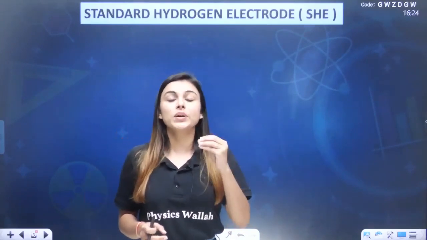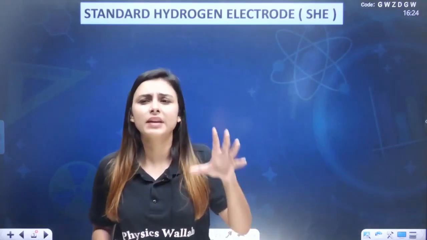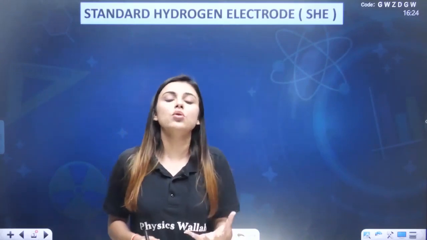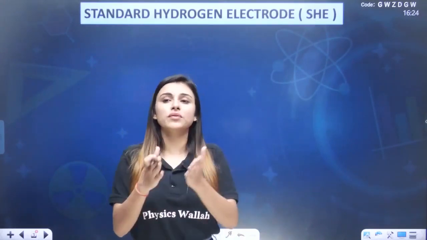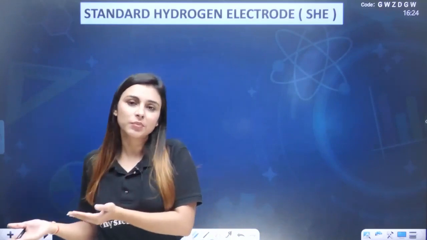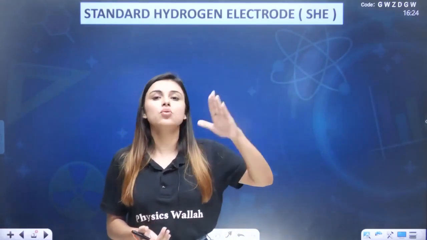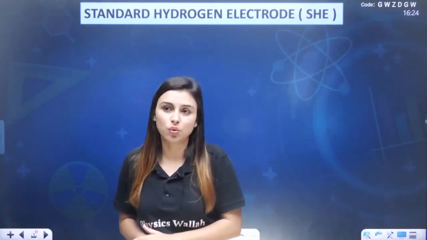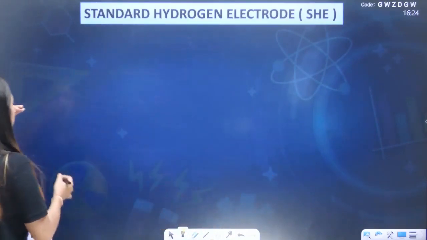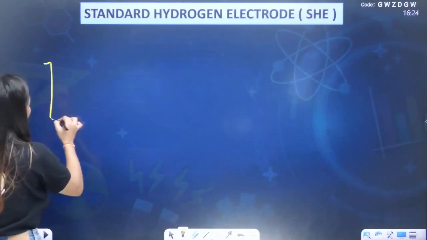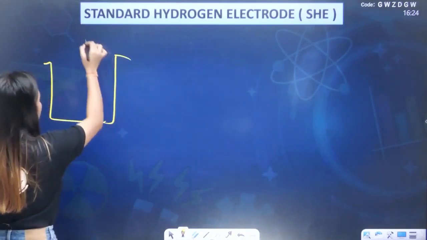So for this, we needed to give some specific relative values so that we could find out which of the following elements can be used as a cathode and which can be used as an anode. So here comes the role of standard hydrogen electrode. It is an electrode of hydrogen.